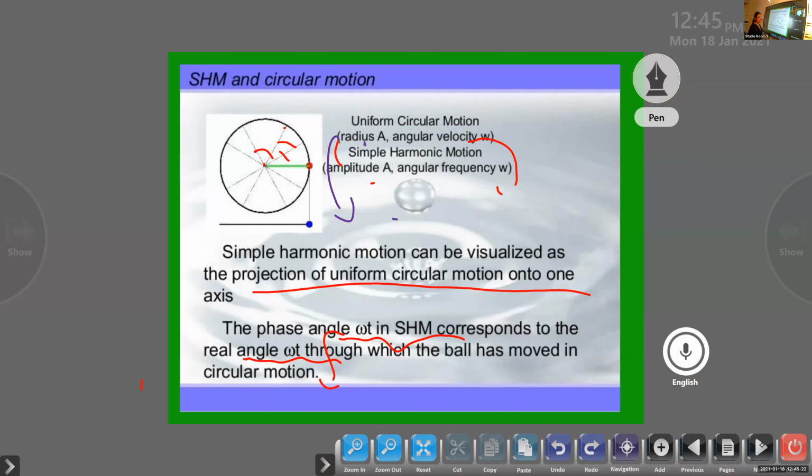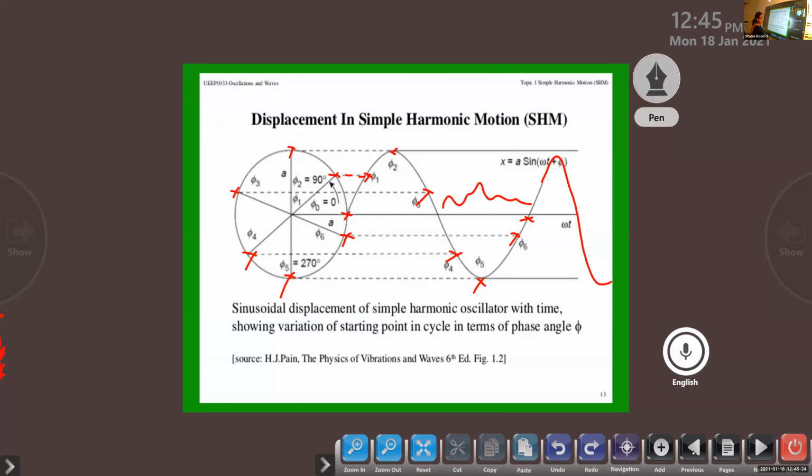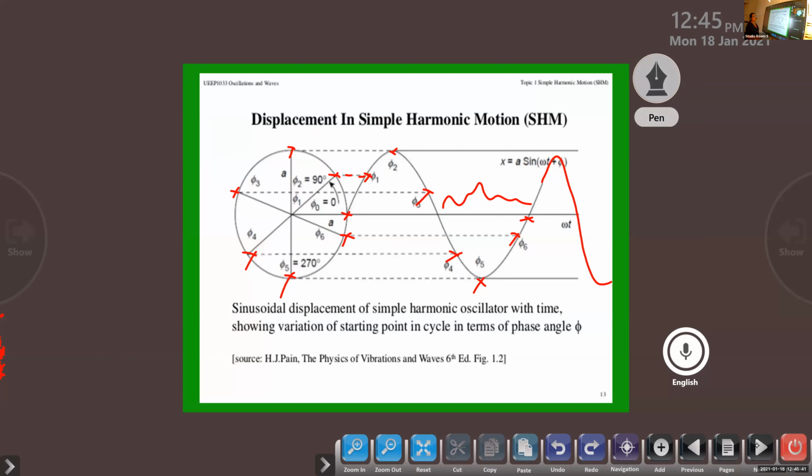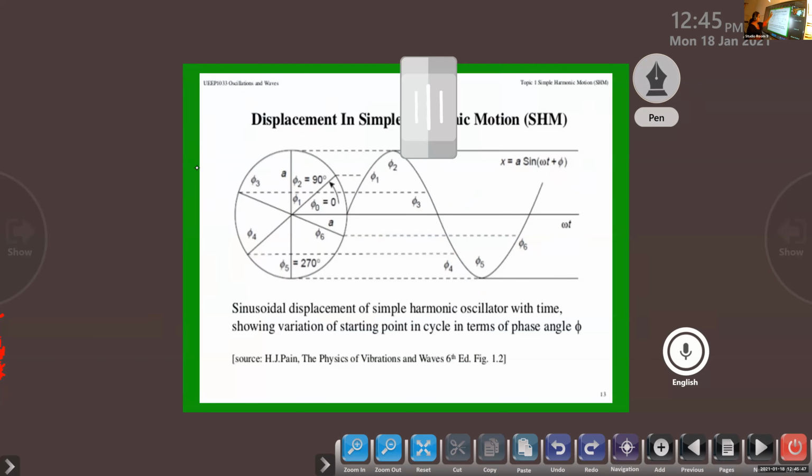The only thing you need to know is which quantities correspond: radius is amplitude A, angular velocity is angular frequency. That comparison you should know, and which quantities in simple harmonic motion are equal to them. Clear? In the textbook, the figure is given. I am giving a single figure, and this figure is not given in the textbook. You can take a screenshot to understand how the angle is forming.